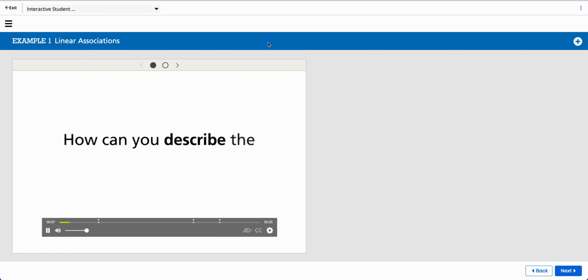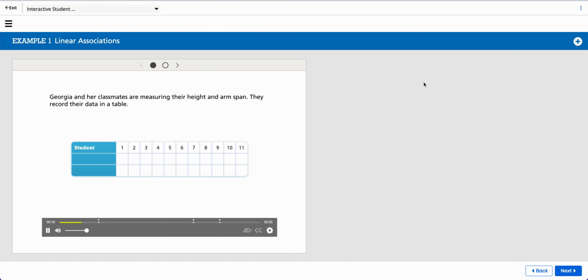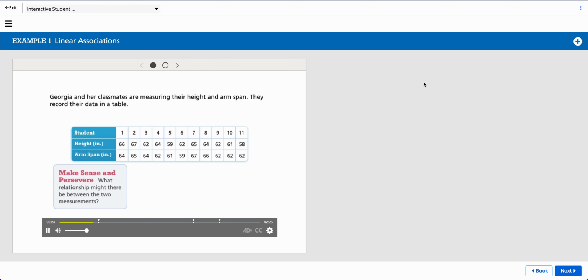How can you describe the association of two data sets? Think about that question during the lesson. Georgia and her classmates are measuring their height and arm span. They record their data in a table. What relationship might there be between the two measurements?